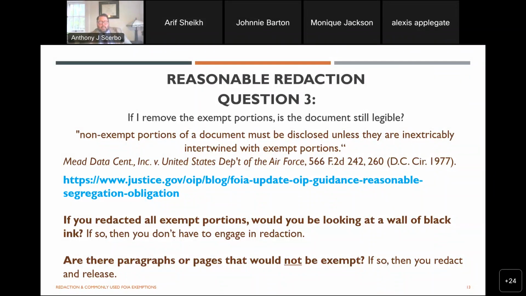Question: if you redacted all exempt portions, would you be looking at a wall of black ink? If so, then there's no point in engaging in redaction because you're not producing a responsive document. You're not producing anything in terms of what the requester is looking for. They're not looking for black ink. Are there paragraphs or pages that would not be exempt? Here, however, if there are reasonable amounts of information that would be visible, paragraphs' worth or pages' worth, that would not be exempt, then you do redact and you release to the requester.